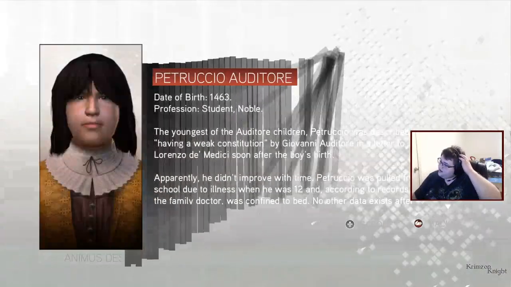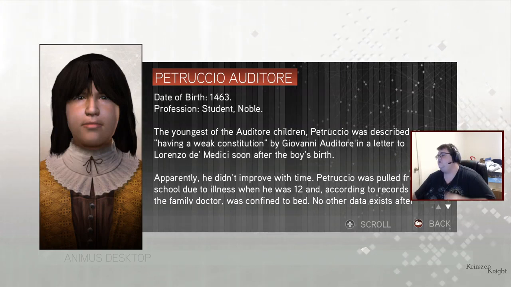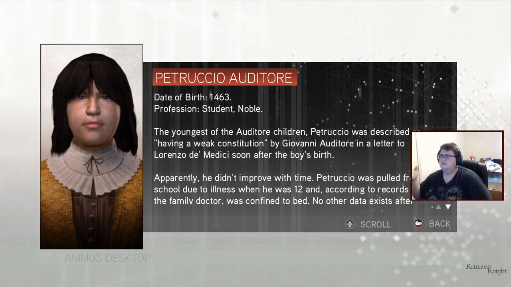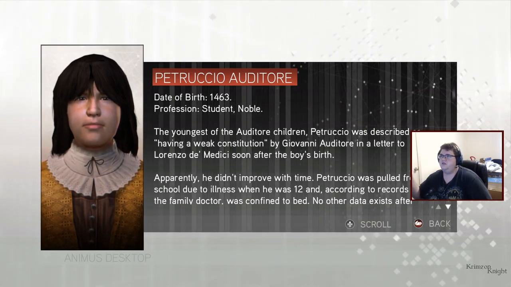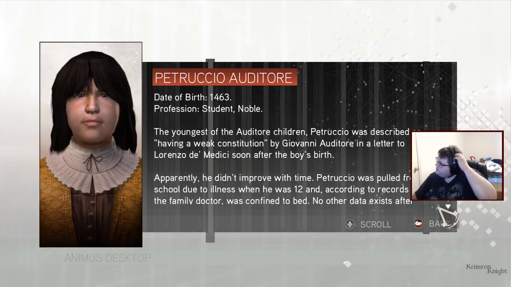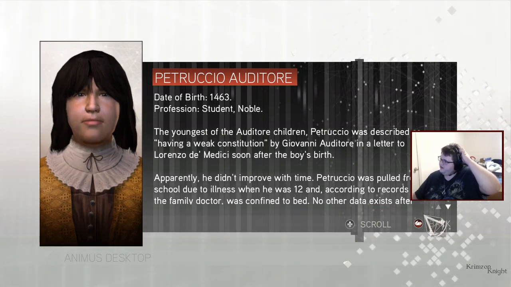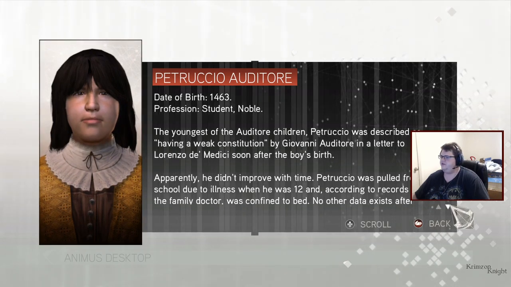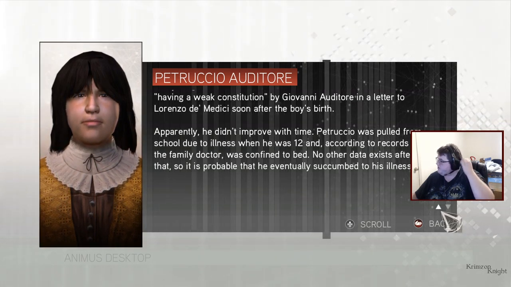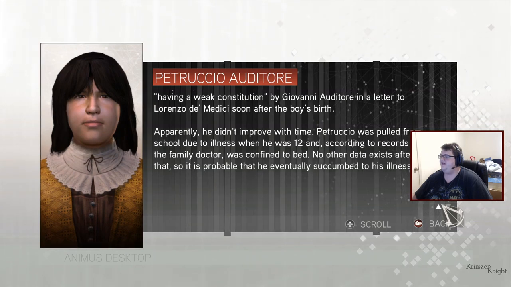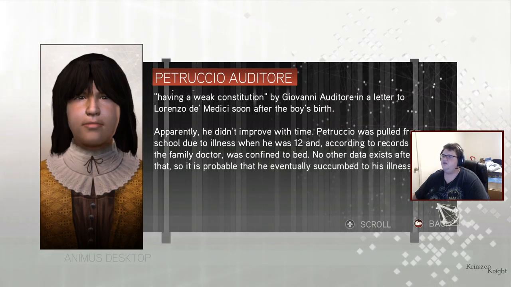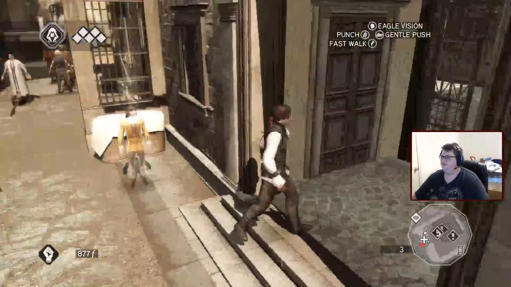Petruccio! Youngest of the Auditore children. He was born in 1463, and since this is 1476, he is 13? Yeah, 13. Youngest of the Auditore children, Petruccio was described as having a weak constitution by Giovanni Auditore in a letter to Lorenzo soon after the boy's birth. Apparently, he didn't improve with time. Petruccio was pulled from school due to illness when he was 12, and according to records from the family doctor, was confined to bed. No other data exists after that, so it is probable that he eventually succumbed to his illness. Aww. Sad face.